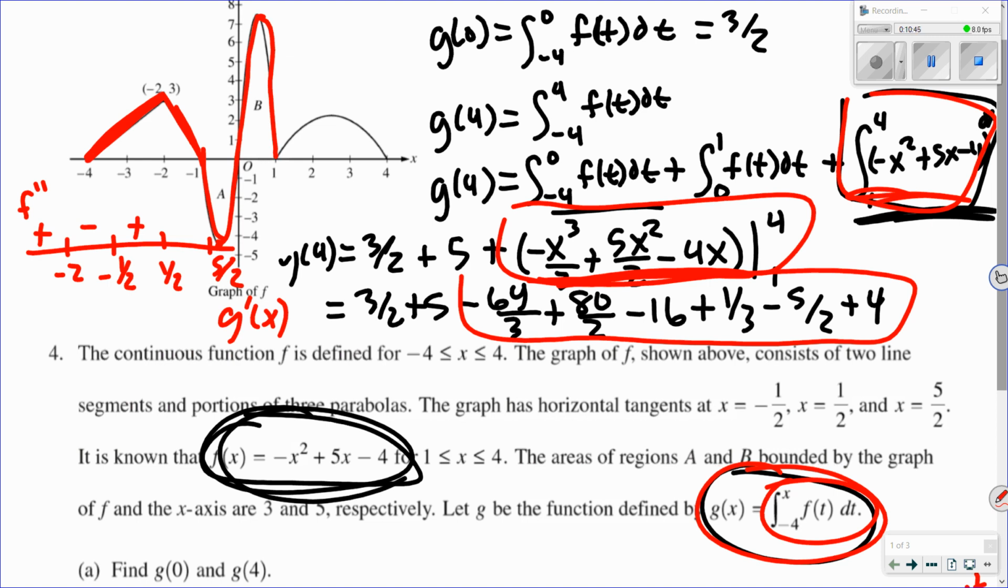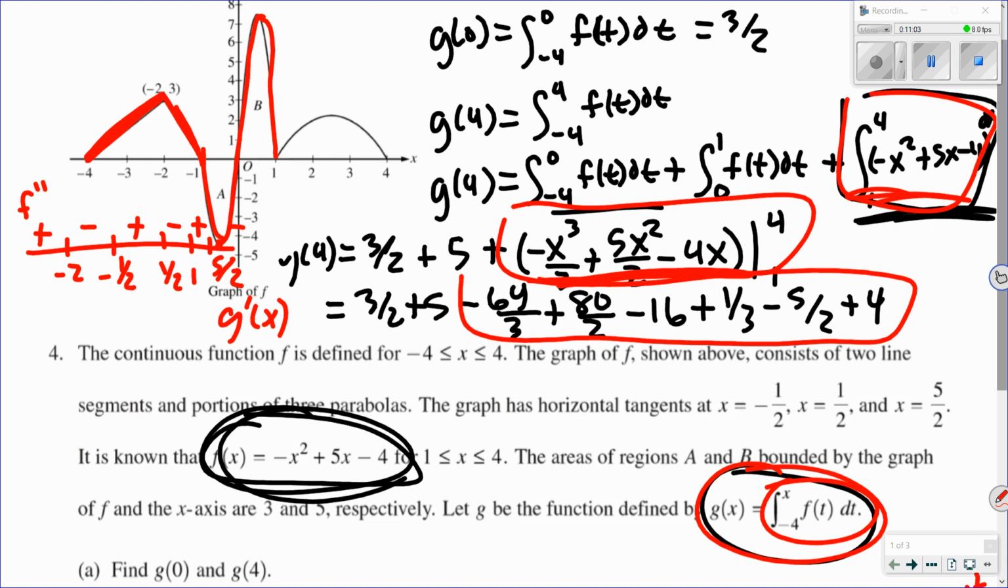Oh, we should have put 1 in here. Sorry. So from 1/2 to 1, the slope is negative. From 1 to 5/2, the slope is positive. And then after that, the slope is negative.